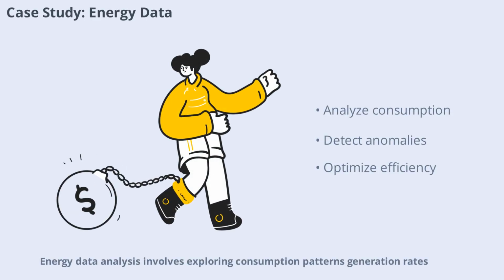Energy data analysis involves exploring consumption patterns, generation rates, and efficiency metrics. EDA helps you detect anomalies, optimize usage, and support sustainability initiatives. Visualizations like time series plots and heat maps are especially useful for energy data.